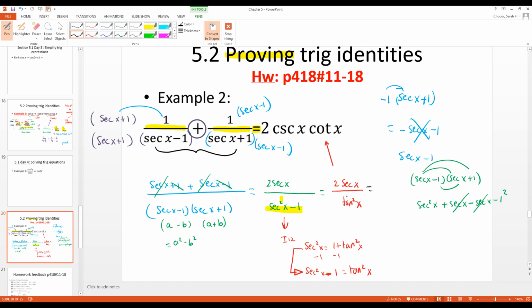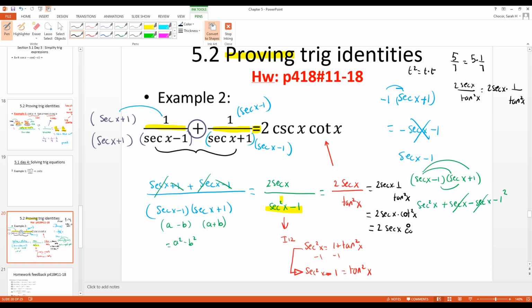I'm going to split this, and I'll give you the algebra skill using numbers right here. 5 over 7 is the same thing as 5 multiplied by 1 over 7. Similarly, 2 secant x over tangent squared is 2 secant multiplied by 1 over tangent squared. And I don't need cotangent squared, I just need cotan. So this is why I'm going to use my algebra skills. T squared equals t multiplied by t. So cotangent squared is cotan multiplied by cotan.